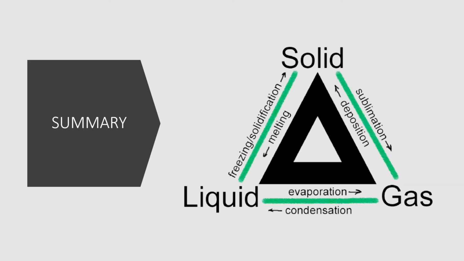The summary for this whole lesson is shown in this diagram. As you can see, when a solid turns to a liquid, it is called melting. When a liquid turns to a gas, it is called evaporation. And when a gas directly turns to a solid, it is called deposition. The same way goes the other side as well, with different terms. Draw this diagram and try to remember it, as this is the easiest way to remember all these state changes.